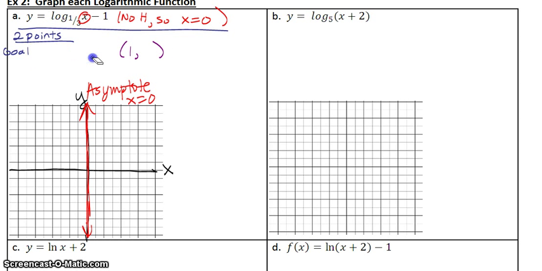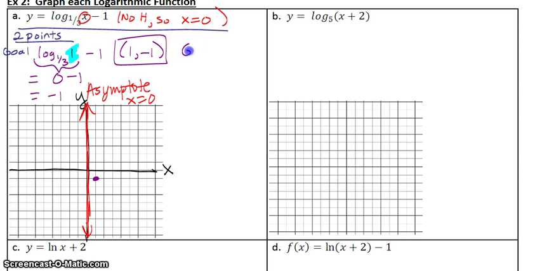And here's what that means then. I just told you I'm going to put a 1 in for x. Now the reason I did that is because my property says anytime there's a 1 right here, that log statement is equal to 0. So now I have 0 minus 1, that's negative 1. So 1 comma negative 1 is my first point.